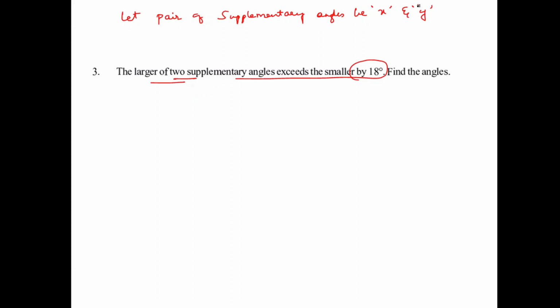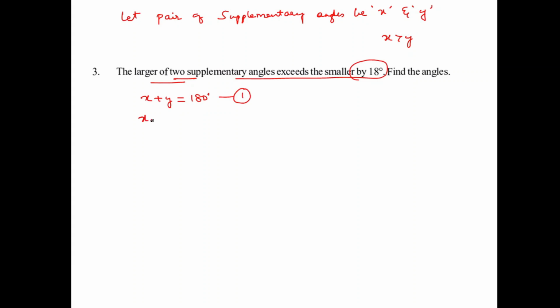The larger of two supplementary angles exceeds the smaller by 18 degrees. Okay. So let the pair of supplementary angles be x and y. Okay, hope this is clear up to here, right? And he has also mentioned that x is greater than y. I'm taking the larger one to be your x value. Okay. So you know that the sum of supplementary angles, x plus y, is always equal to 180, right? This is your equation number 1.